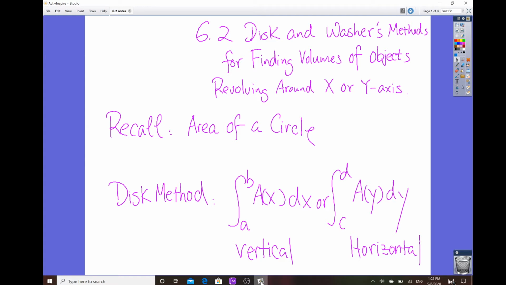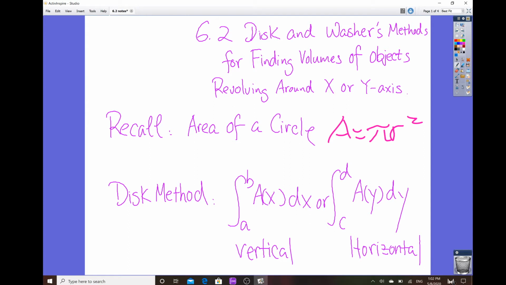So let's just record the area of a circle. The way to find the area of a circle is pi r squared, if you guys remember that. So with this method, we take the integral of capital A of x from a to b. Think about it this way: if you integrate the area, guess what you'll get? You'll get the next dimension, which is three-dimensional, which is the volume.